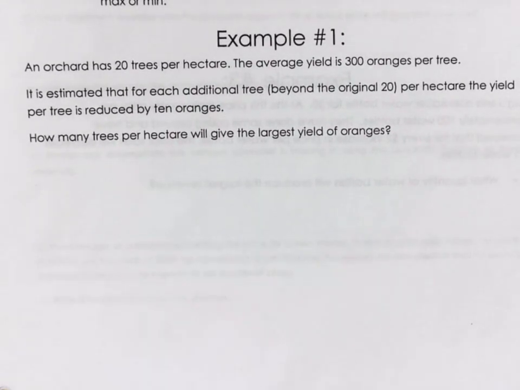An orchard has 200 trees per hectare. Okay? The average yield is 300 oranges per tree. How many trees in total? Or how many oranges in total?